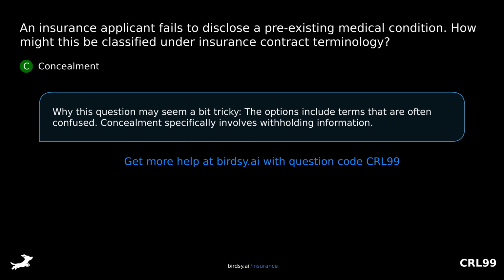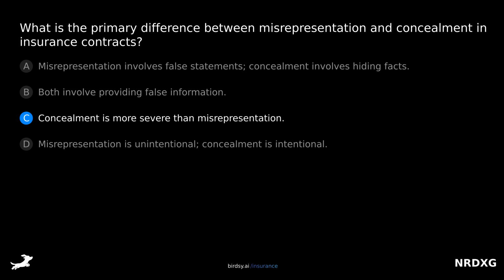Is it A, misrepresentation involves false statements, concealment involves hiding facts, B, both involve providing false information, C, concealment is more severe than misrepresentation, or D, misrepresentation is unintentional, concealment is intentional? The answer is A, misrepresentation involves false statements, concealment involves hiding facts.